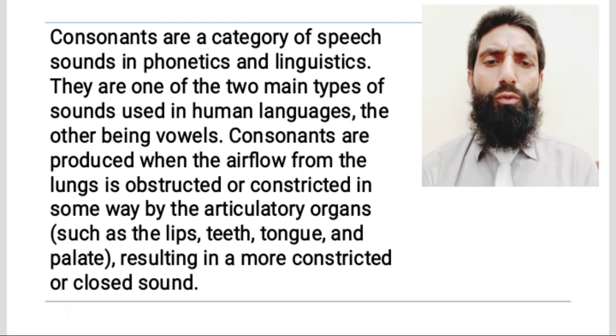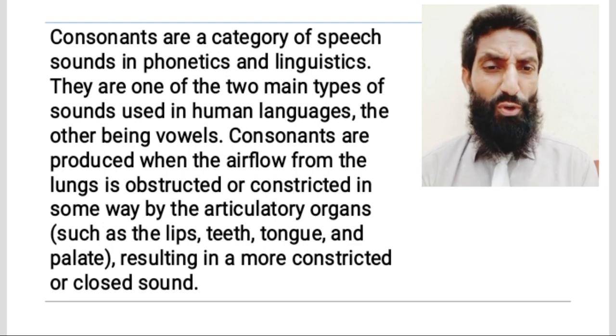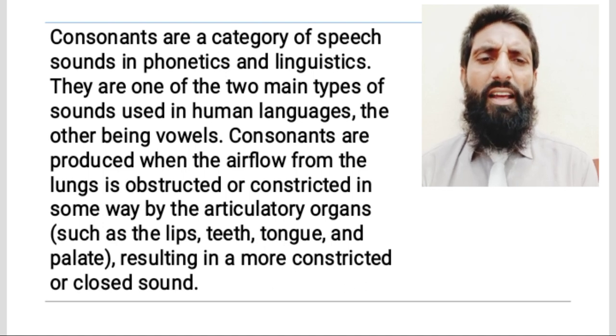They are one of the two main types of sounds used in human language, the other being called vowels. So there are basically two types of sounds humans produce regarding their particular language. These are vowels and consonants. As you know, there are 26 letters in the English alphabet, and there are only five which are known as vowels. These are A, E, I, O, and U, and the rest of the letters of the alphabet are called consonants.